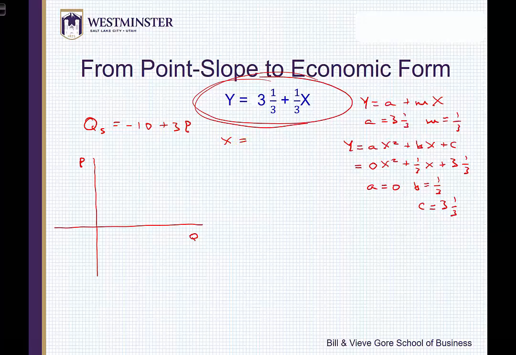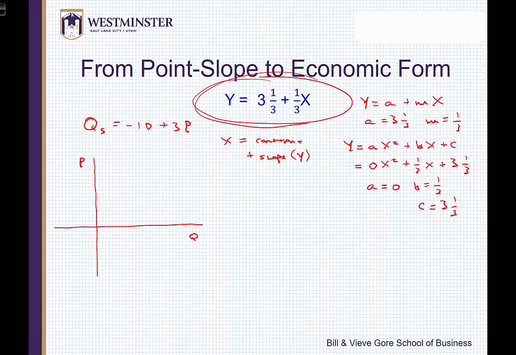This is really x is equal to some constant plus some slope times price, or times y. So we're looking at the same kinds of issues and variables. We're just looking at them and calling them p and q. So how do we go from y equals 3 1/3 plus 1/3 x to q equals something plus something times p?